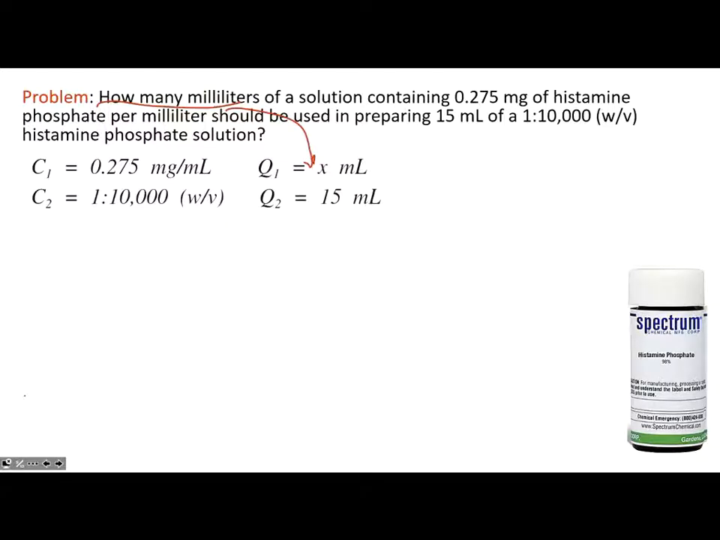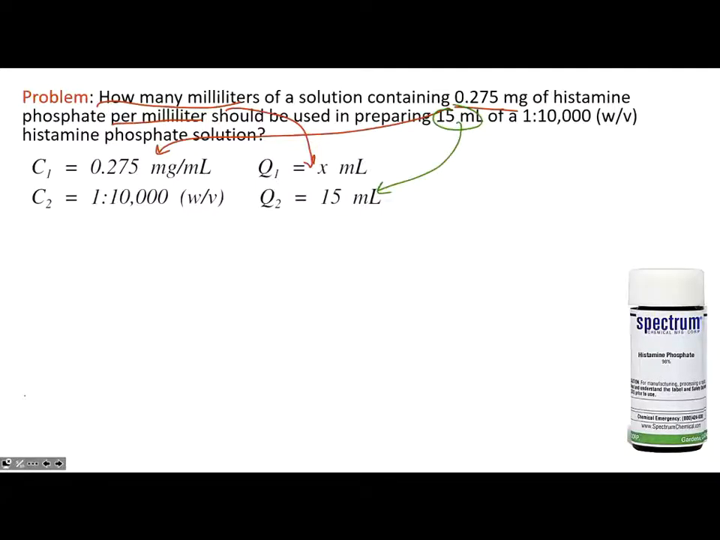But the solution basically had a concentration of 0.275 milligrams per milliliter, so that's where its concentration came from. Is everyone okay where my C1 and Q1 came from? Okay, the concentration was 0.275 milligrams per milliliter. That's the concentration, and I'm wanting to solve for how many milliliters of that to use. What I want to prepare, essentially, is 15 milliliters, so there's my quantity 2.